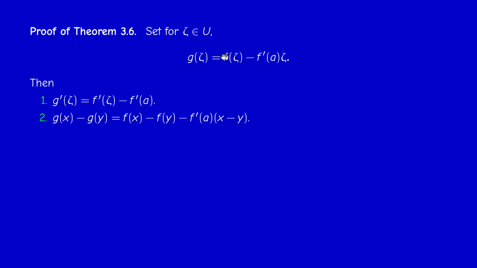Second thing, if I write G of x as f of x minus f prime of A applied to x, and G of y, same thing, and subtract the two, I get f of x minus f of y minus f prime of A evaluated at the difference, because f prime of A is linear. Okay, and now it's very easy because continuity of G prime is actually equivalent to the strict differentiability.